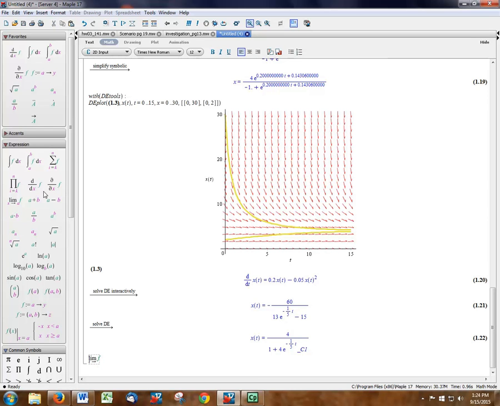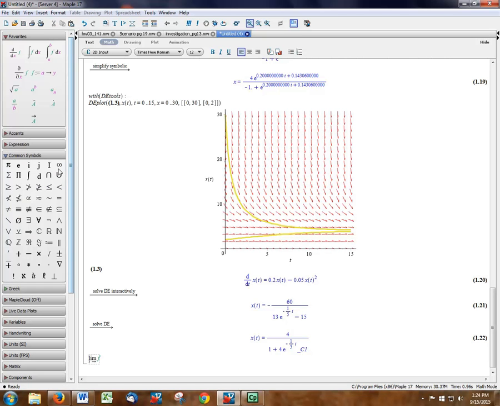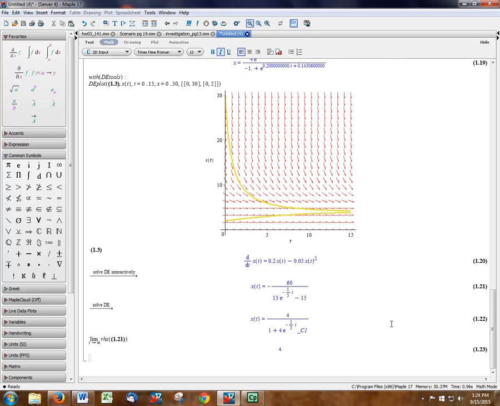I have to put infinity, so I'm going to need the Greek common symbols. There we go. And then I put my function in here, and that's the right-hand side of my solution, which is Control L 1.21. Hit return. It takes 4. So our limiting population is 4. We can only carry a maximum of 4 in our population. That is not a very robust population, I'd have to say.